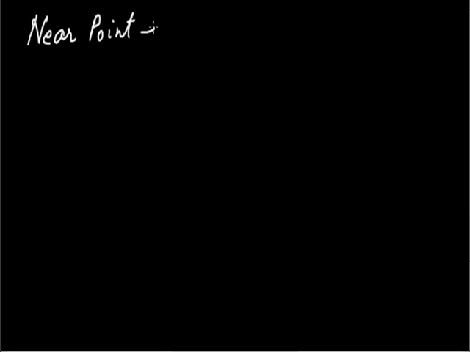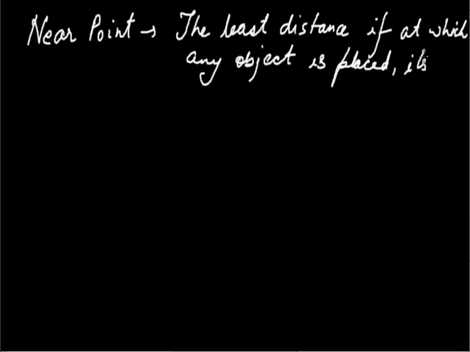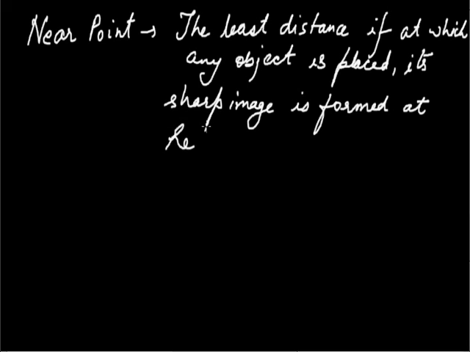Now, we should define a few important terms here. The first is the near point. Near point is defined as the least distance at which, if any object is placed, its sharp image is formed at the retina. Its value for a normal human eye is 25 centimeter.